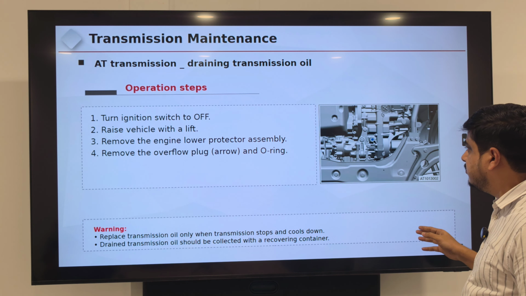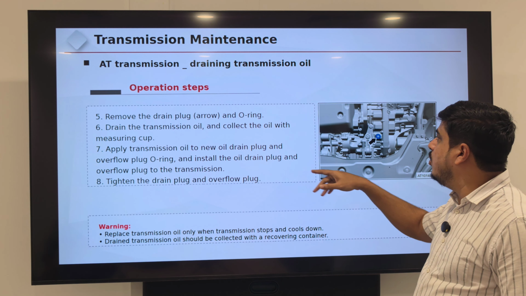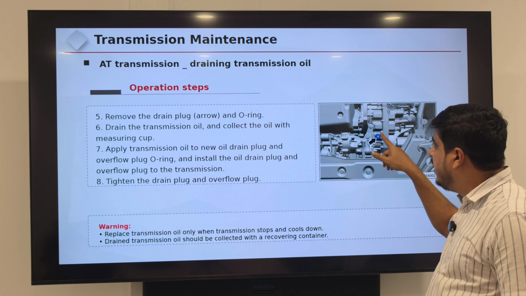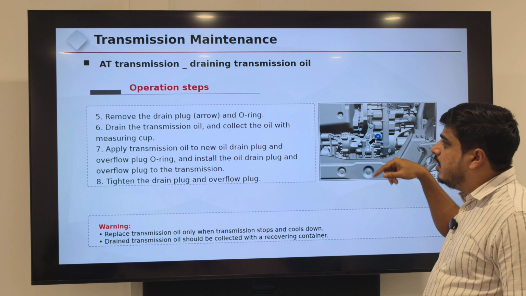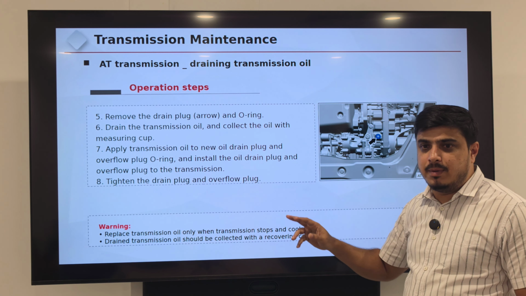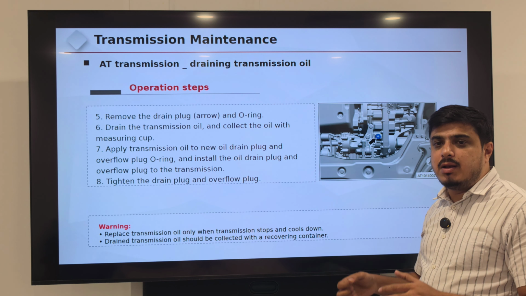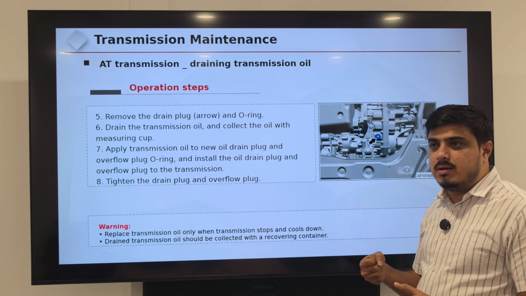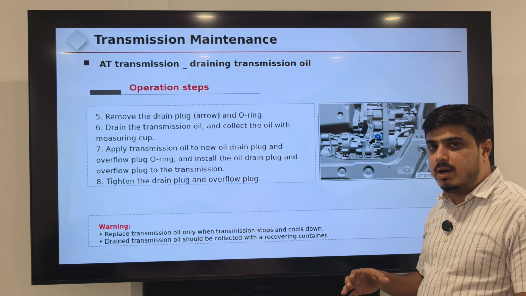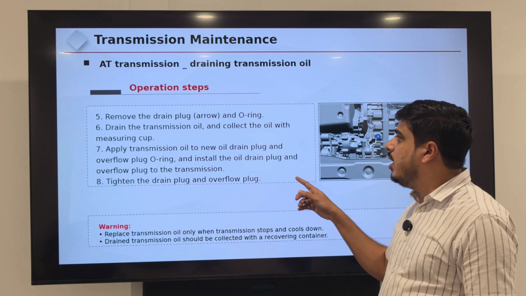Next, remove the drain plug arrow. There is a drain plug and o-ring both. Drain the transmission oil and collect the oil in a measuring cup. After draining, you have to collect the oil in a measuring jar to confirm how much oil you drained from the transmission.